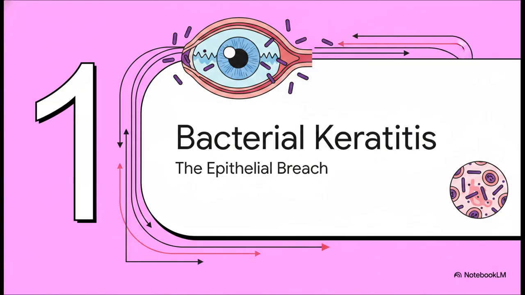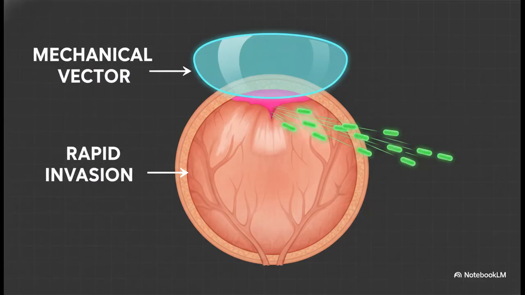Moving on to Module 2, we'll look at the epithelial breach, specifically focusing on bacterial keratitis. The cornea is naturally avascular, so it relies heavily on an intact epithelium for defense. Prolonged contact lens wear actually serves as the primary mechanical vector in this pathology. It directly creates these tiny corneal microabrasions, which then provide a rapid, unhindered entry point for aggressive, vision-destroying pathogens.